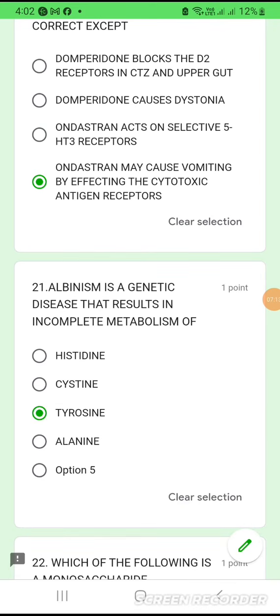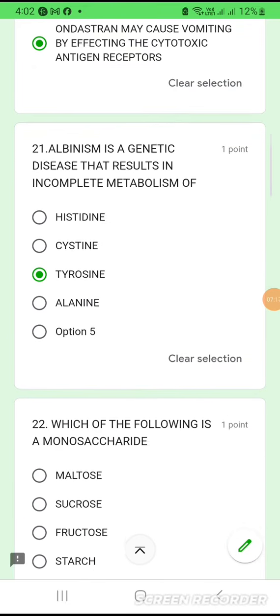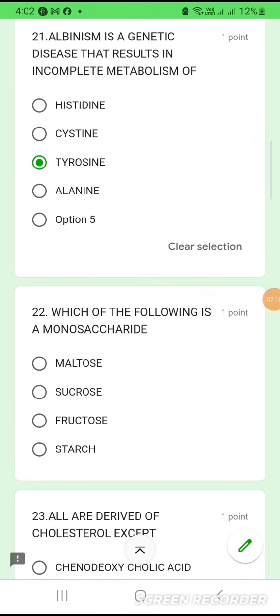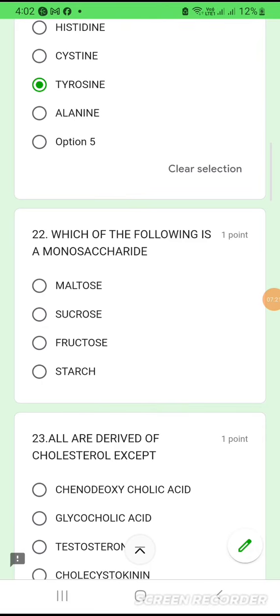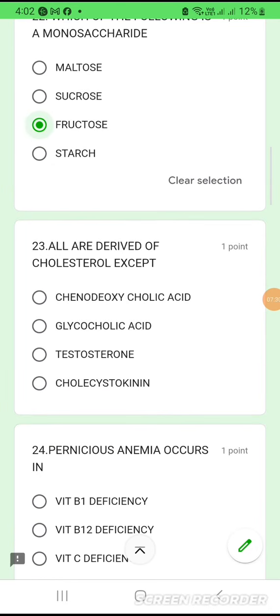Albinism is a genetic defect that results in incomplete metabolism of tyrosine. Which of the following is a monosaccharide? Which is a very easy question. Maltose, sucrose, fructose or starch. The one which is seen in fruits, that is fructose, is a monosaccharide.